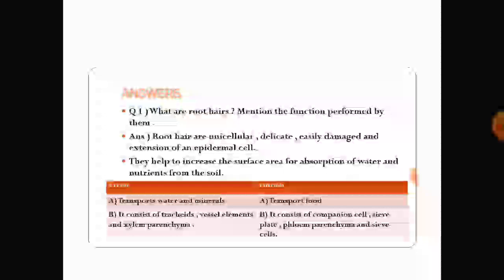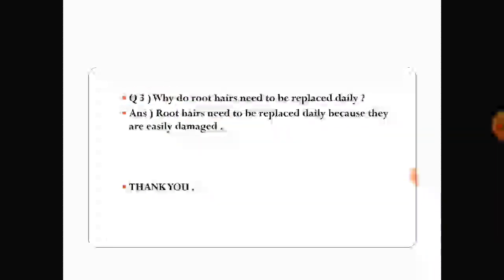Question number 2 was to differentiate between xylem and phloem. Xylem transports water and minerals. Phloem transports food. Xylem consists of tracheids, vessel elements and xylem parenchyma. And phloem consists of companion cells, sieve plates, phloem parenchyma and sheath cells. Question number 3. Why do root hairs need to be replaced daily? So root hairs need to be replaced daily because they are easily damaged.